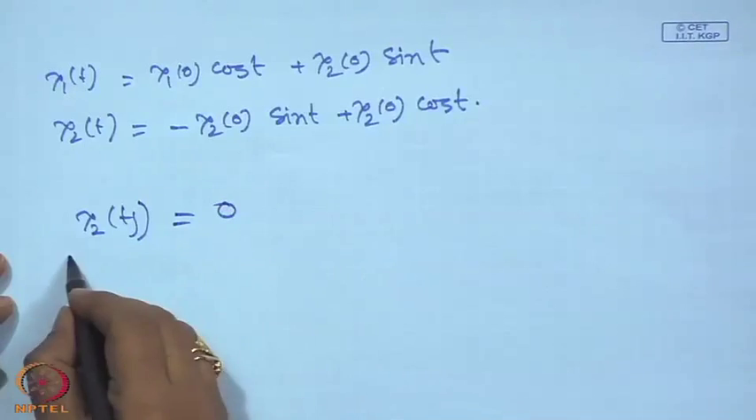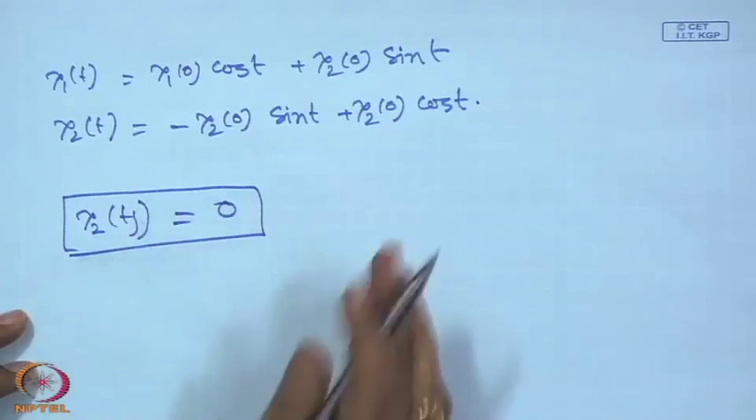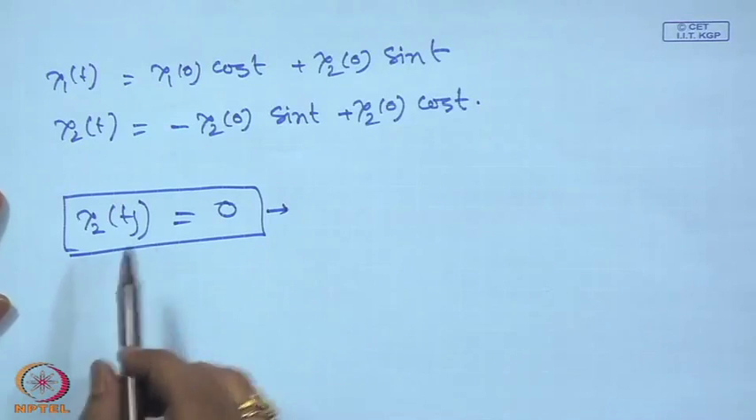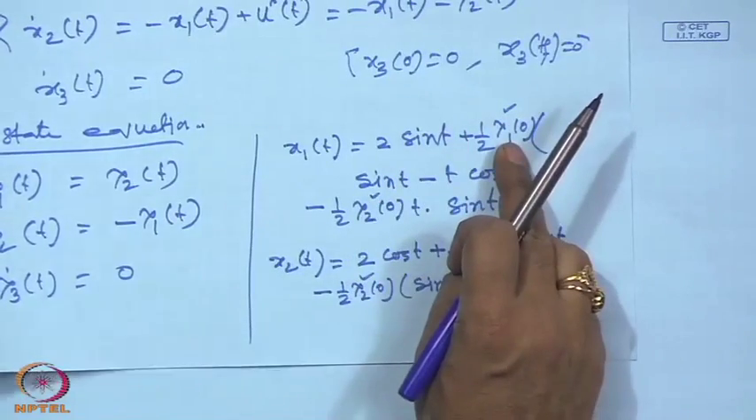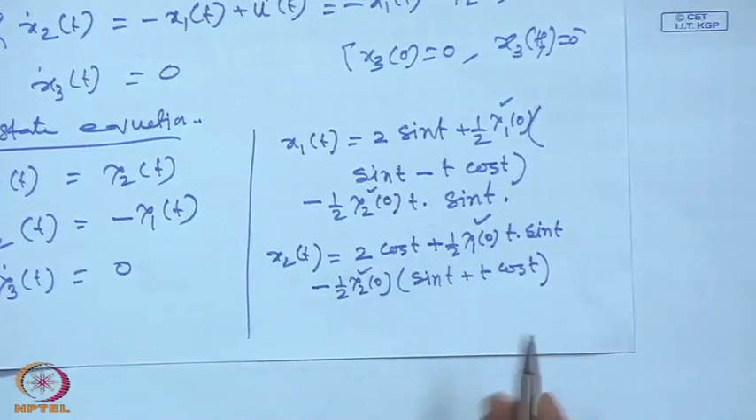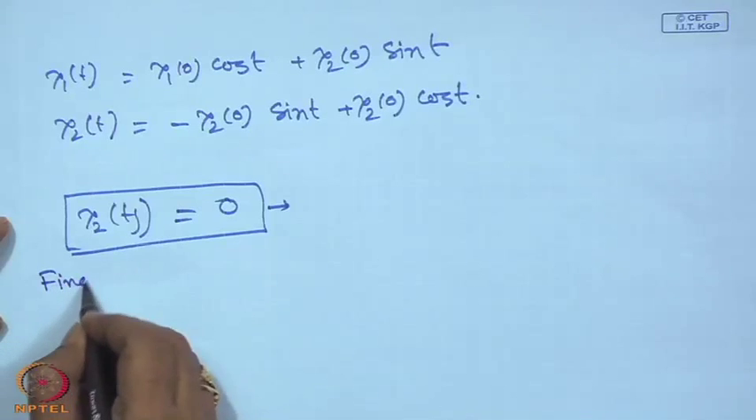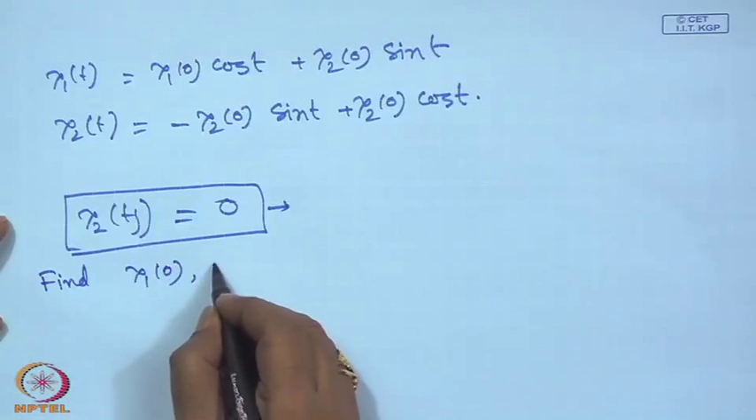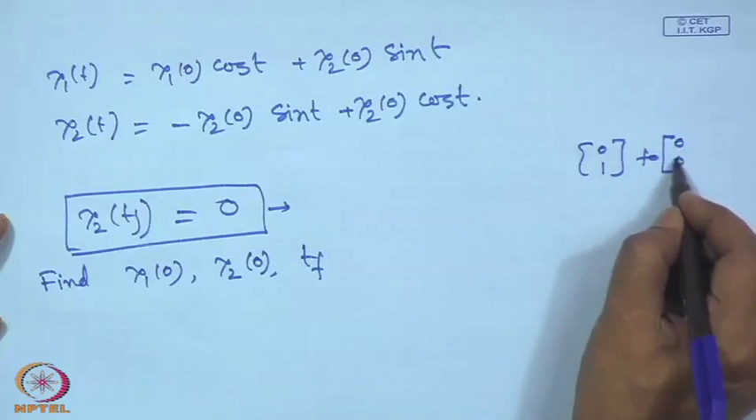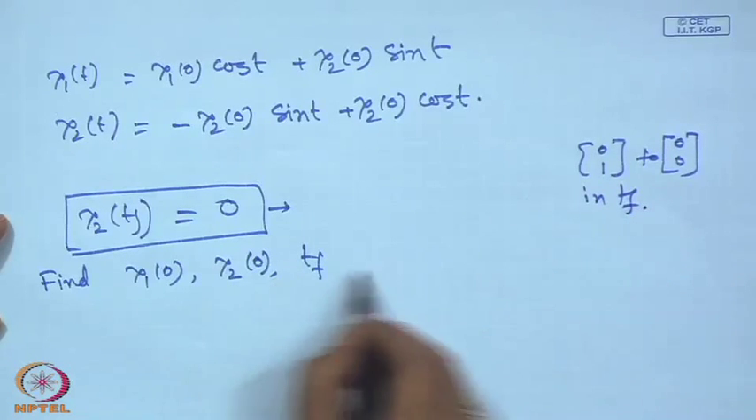Now, we have one boundary condition also. If you see this boundary condition, we got lambda 2 of t f is equal to 0, the Hamiltonian boundary condition, the free end point boundary condition. So how do we solve this one? You must know that there are unknowns: find lambda 1 0 and lambda 2 0, and t f, because you have to drive the state from initial condition 0 1 to final condition 0 0 in time t f. So t f is also unknown.